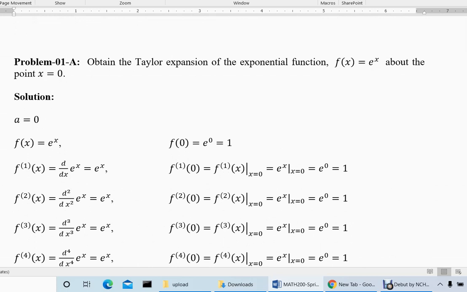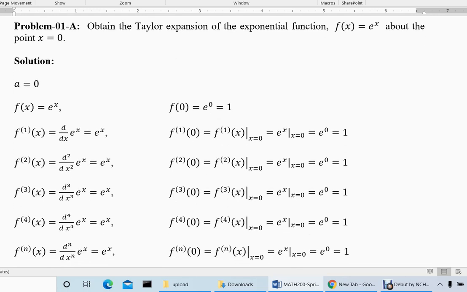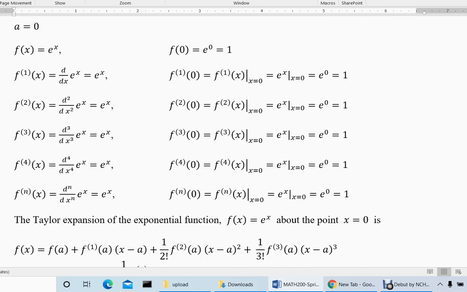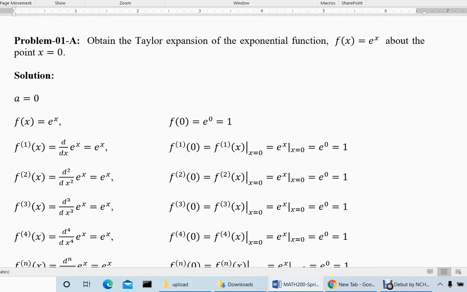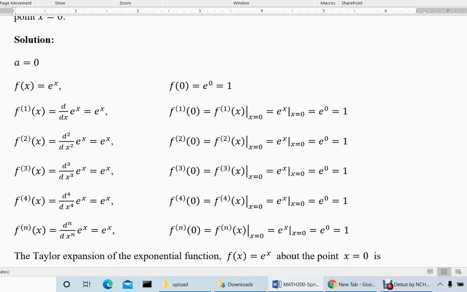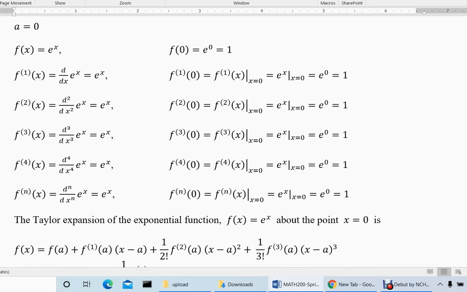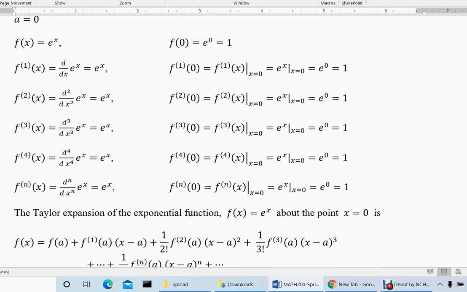Obtain the Taylor expansion of the exponential function f of x equal to e power x about the point x equal to 0. Now a equal to 0, your function is e power x, the first derivative is e power x, the second derivative is also e power x, all derivatives including the nth derivative is e power x. Now when you look at the Taylor formula, we have to find the function at x equal to a equal to 0, e power 0 equal to 1. First derivative is e power x, e power 0 is 1, so your first derivative at x equal to 0 is also 1, second derivative at x equal to 0 is also 1, so also the nth derivative. It goes on. This is the first example where the derivatives are easy to calculate.